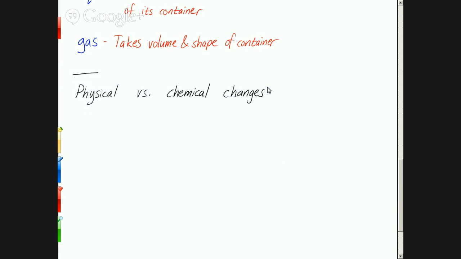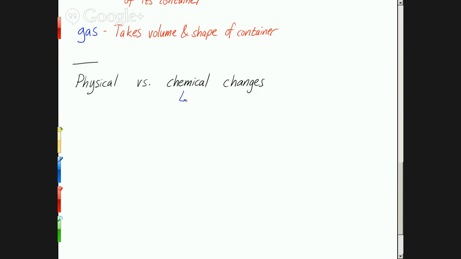The physical change is a structural change in it. So like water going from a gas to a solid to a liquid, it's changing the shape, it's changing the structure of it, but it's not creating anything new. Chemical change has to create something new or break something apart.